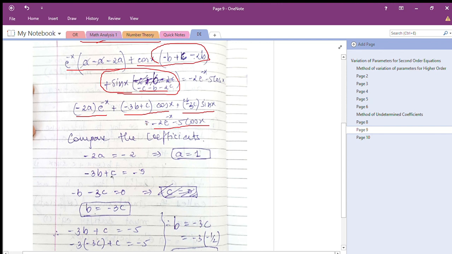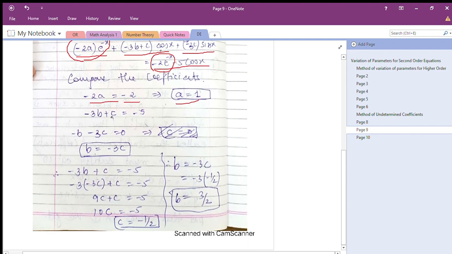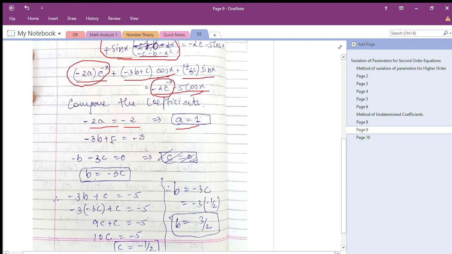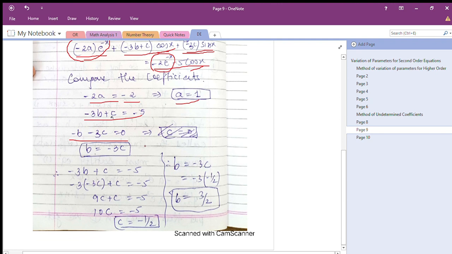Now compare both sides. What is the coefficient of e raised to minus x on the left hand side, and what is the coefficient of e raised to minus x on the right hand side? It is minus 2a and it is minus 2. So a is 1. Then when you compare the coefficient of cos x, it will give you something like this, and when you compare the coefficient of sin x, it will give you something like this. So b is equal to minus 3c from the last equation, and put this value of b into the second equation, you will get the value of c and b as well.